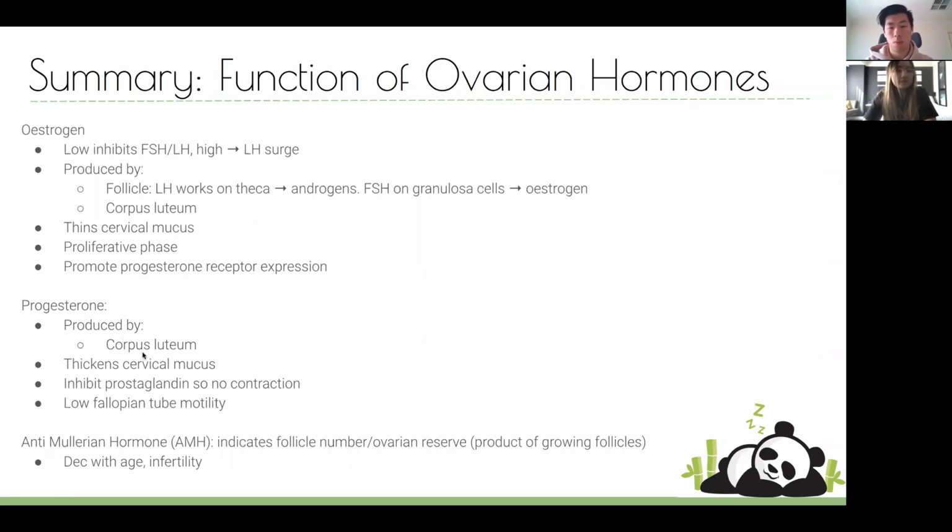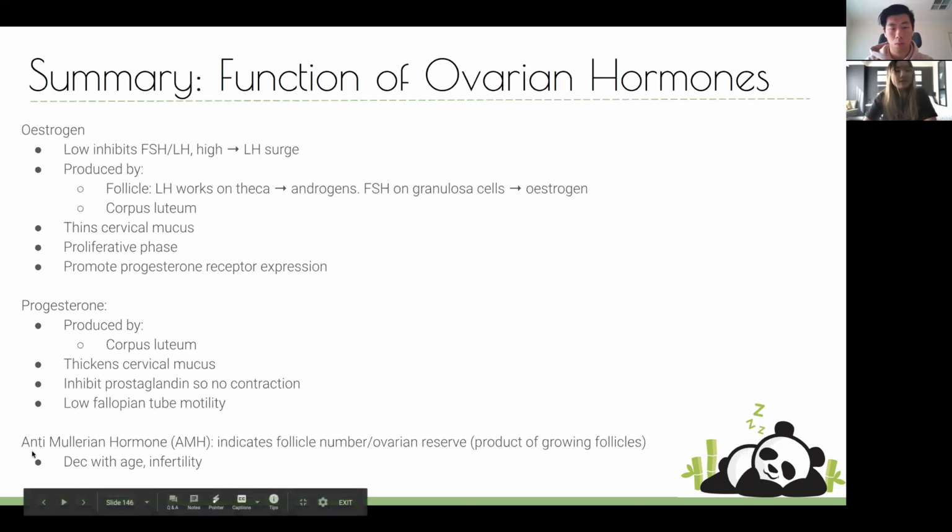Progesterone is produced by the corpus luteum. It thickens the cervical mucus. It inhibits prostaglandin, so there's no contraction and there's low fallopian tube motility. Again, we'll cover that a bit later. And then the anti-Müllerian hormone, which also indicates the follicular number and ovarian reserve, decreases with age and infertility. And we'll come across this again during sex determination.